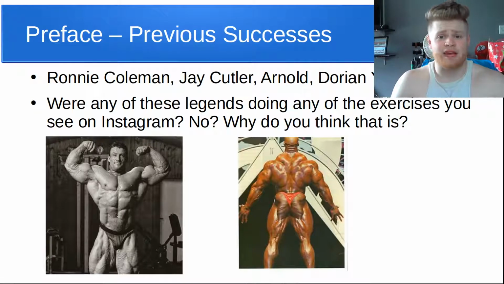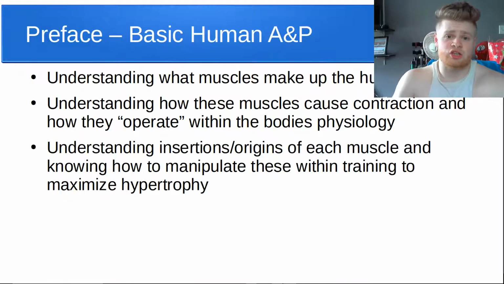Now, we need to look back at these people, and there's tons of footage of these guys training, right? That's on YouTube. They've got their own movies, documentaries, etc. And we have to ask ourselves, were any of these guys doing the shit that you see on Instagram today? And 99% of the time, the answer is no. These guys were doing basic barbell and dumbbell movements, very rarely touched a Smith machine, very rarely touched a cable rack. They were doing everything free weight with barbells and dumbbells, and I think that speaks volumes on the density and thickness of their physiques that they presented on stage.